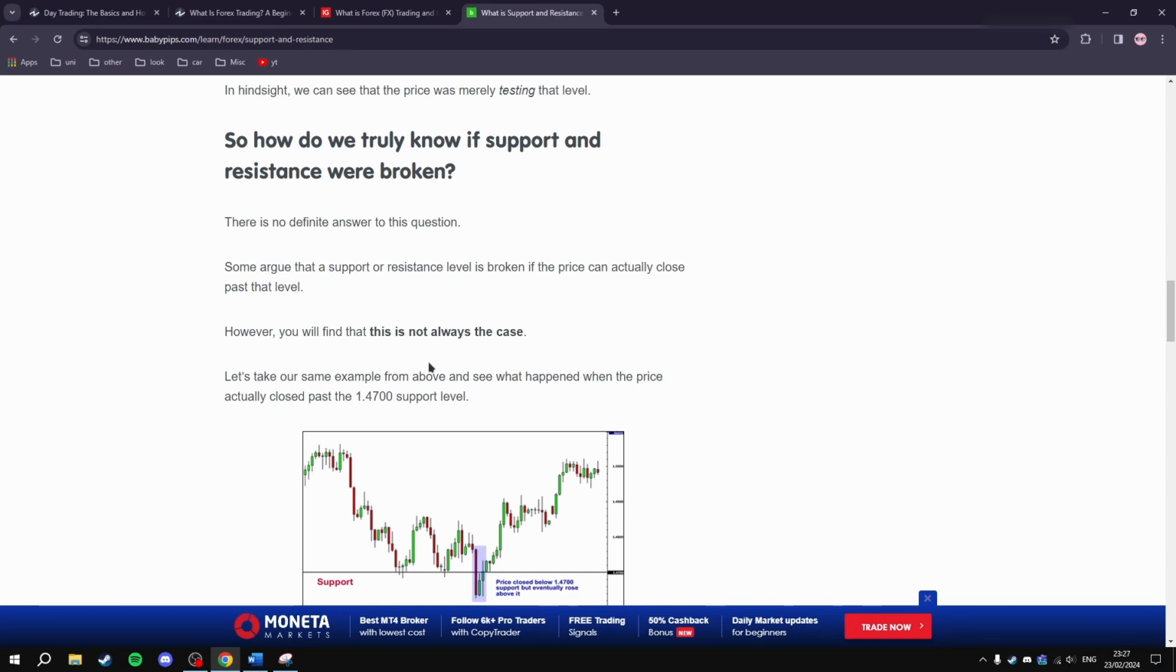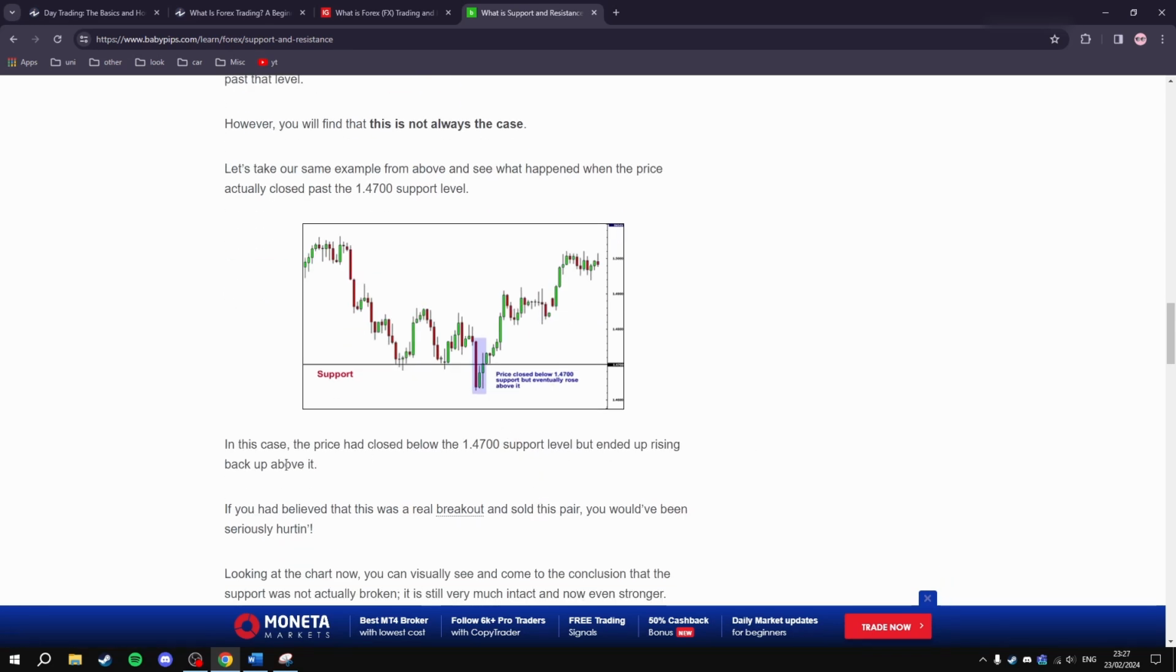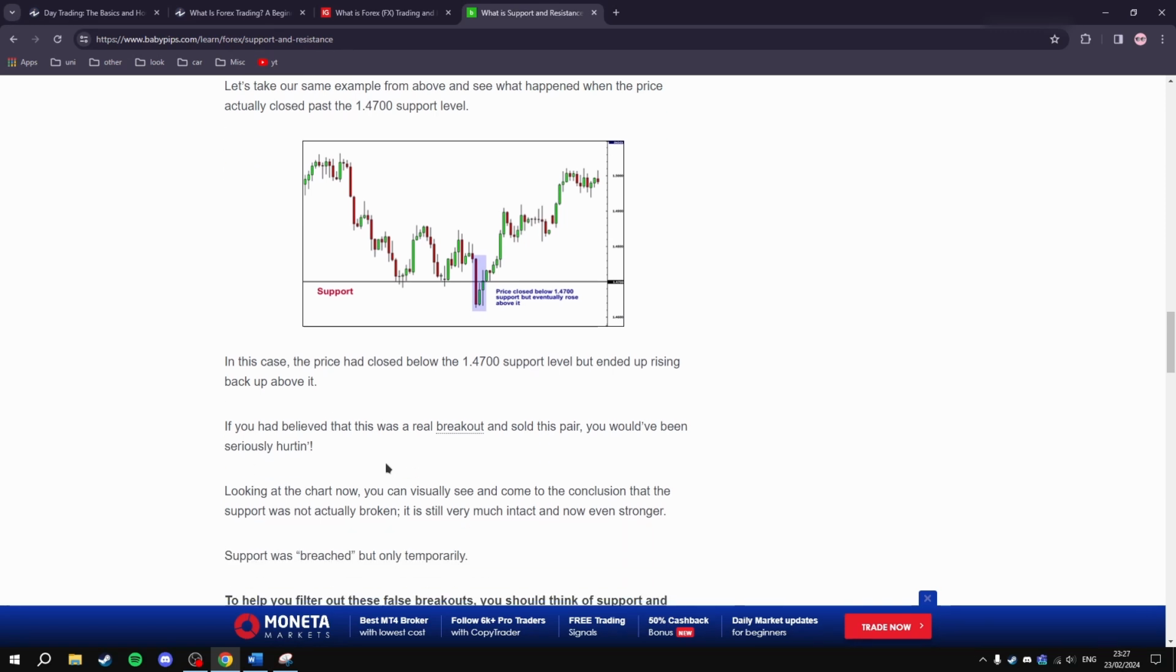However, you'll find that this is not always the case. Let's take our same example from above and see what happened when the price actually closed past the 1.47 support level. In this case, the price closed below the 1.47 support level but ended up rising back up above it. If you had believed that this was a real breakout and sold this pair, you would have been seriously hurting.